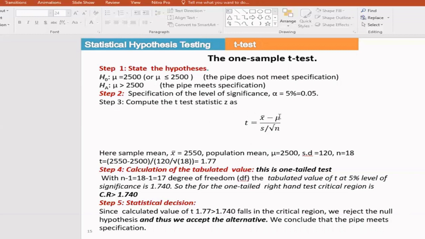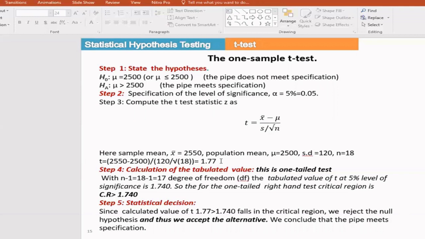This is the formula, we know it already. Now put all the values in the formula, where x bar is 2,550, which we got from the sample, and mu is the population mean, given as 2,500, with standard deviation 120 and sample size 18. If you put all the values, you will get the value of t as 1.77 for the one tail test. We don't need to take the absolute value, we have to put it as it is.